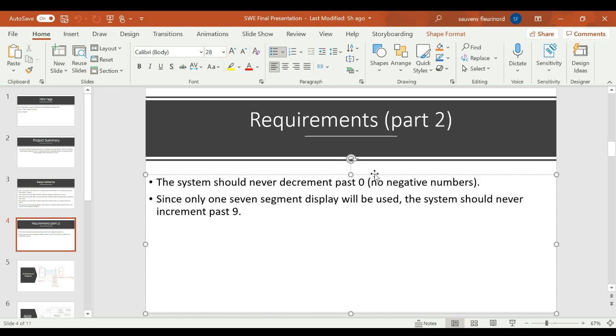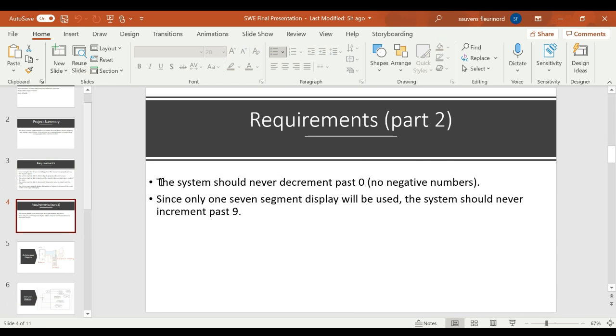And of course, if the system is at 9, since I'm using 1 7 segment display, then it should go back to 1. In the video, I made a mistake and said that it should go back to 0, but the demonstration clearly shows that it's 1. It's my fault for saying 0. I programmed it to go back to 1 since I used 1 display.